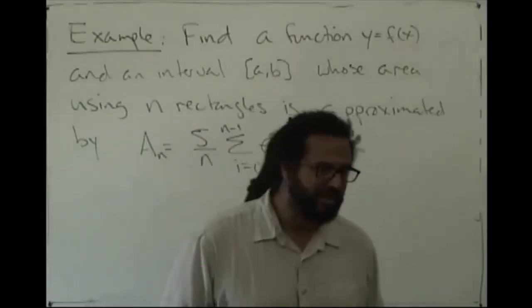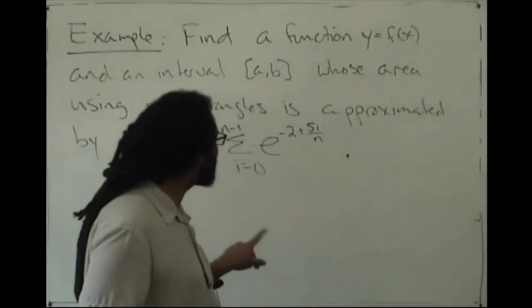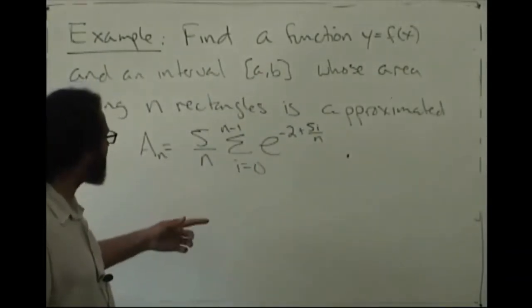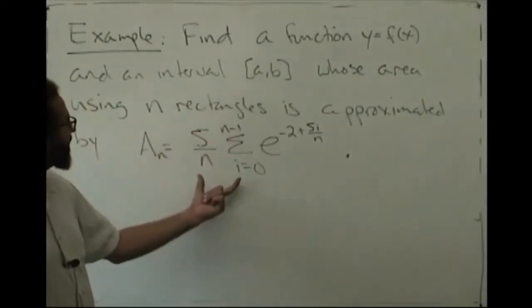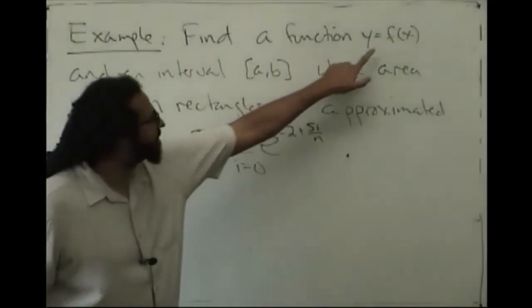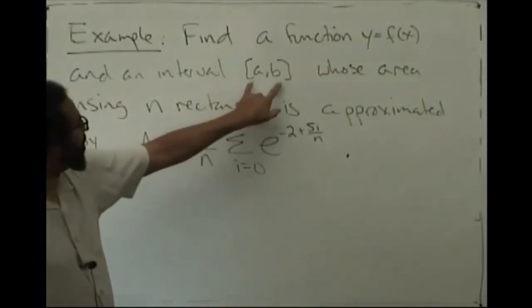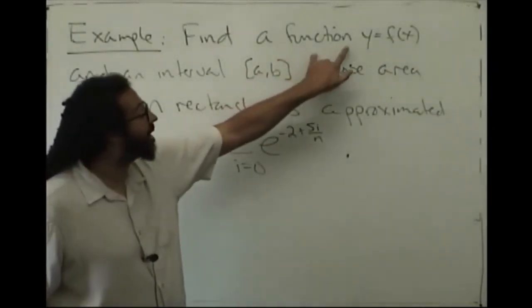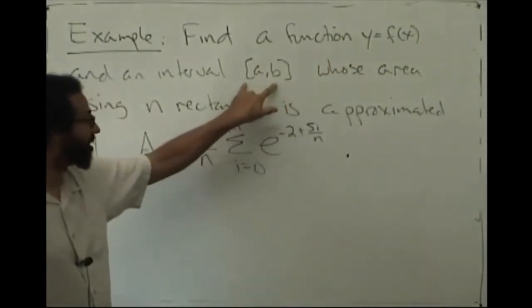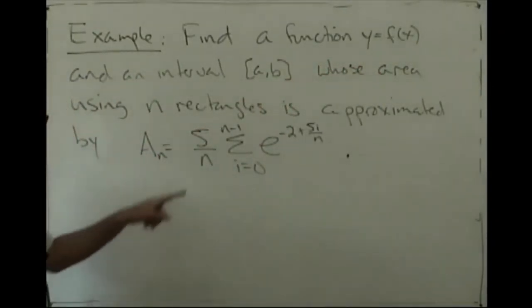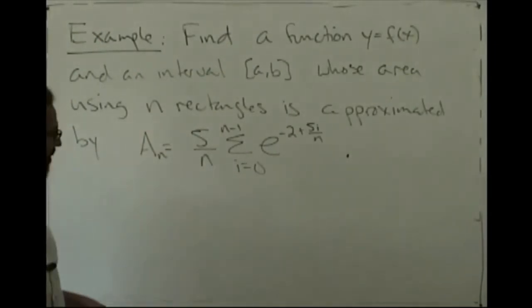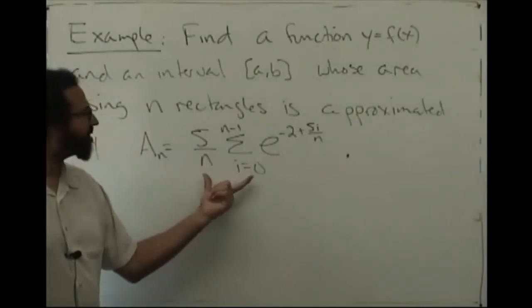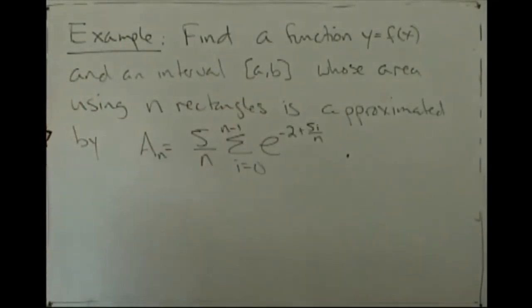Okay, so here's an example where we sort of have to do this process in reverse. Here we're given a sum, and we're told that it approximates the area under y equals f of x on the interval from a to b, and we're using n rectangles to do that. So what's the function and what's the interval going to be, right? What is it that this thing is approximating?